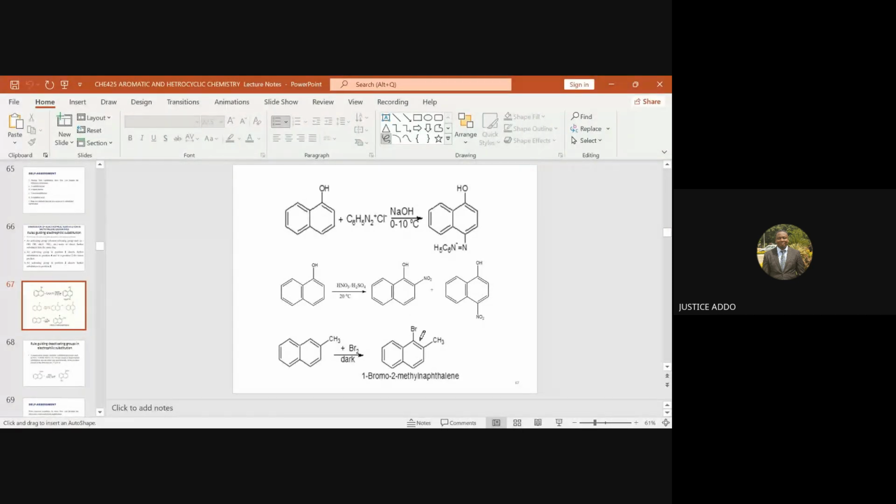So it could be OH, it could be a methyl group, it could be an alkoxy group, it could be an alkyl group, and others. So here you only need to go back, revise, and be very conversant with most of the activating groups, so that you know that this one is an activating group, so it will direct to this or that.